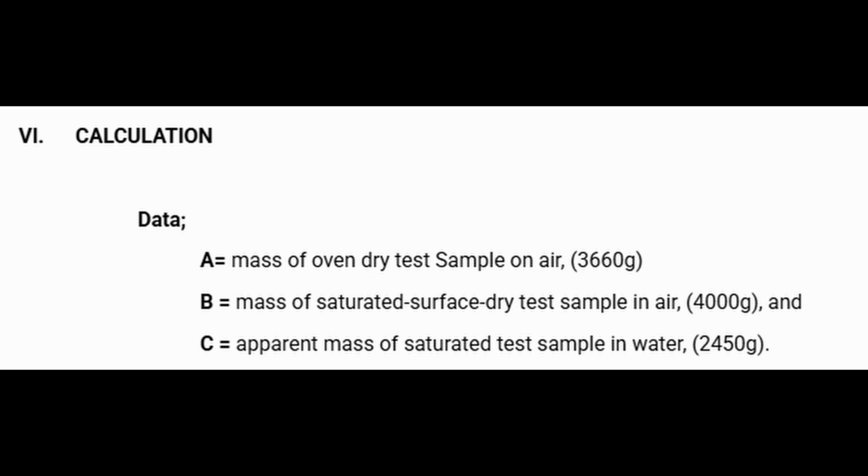For letter A, which is the mass of the oven-dried test sample in air, it is equivalent to 3,660 grams. For letter B, which is the mass of the saturated surface dry test sample in air, it is equivalent to 4,000 grams. And for letter C, which is the apparent mass of the saturated test sample in water, it is 2,450 grams.